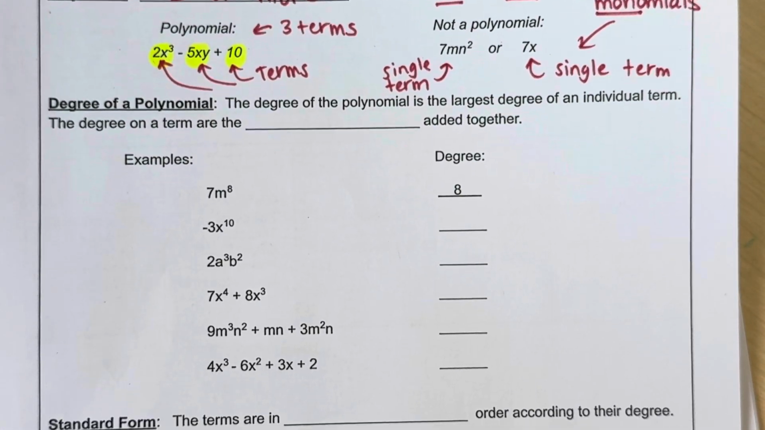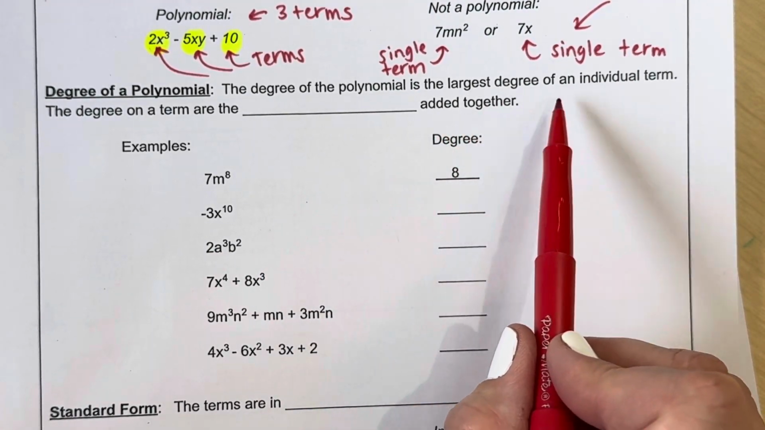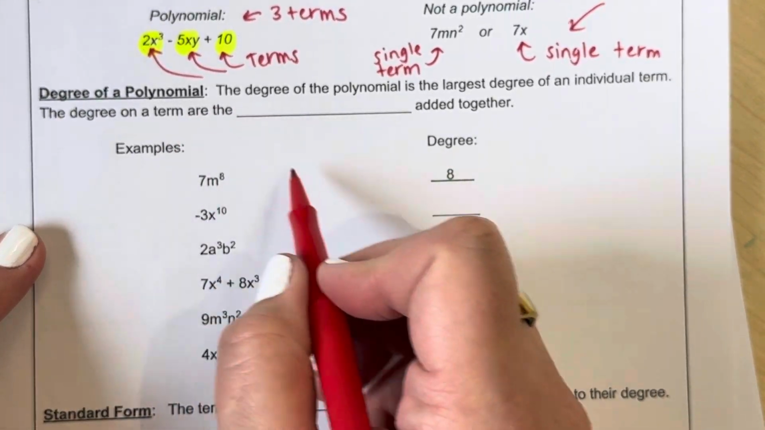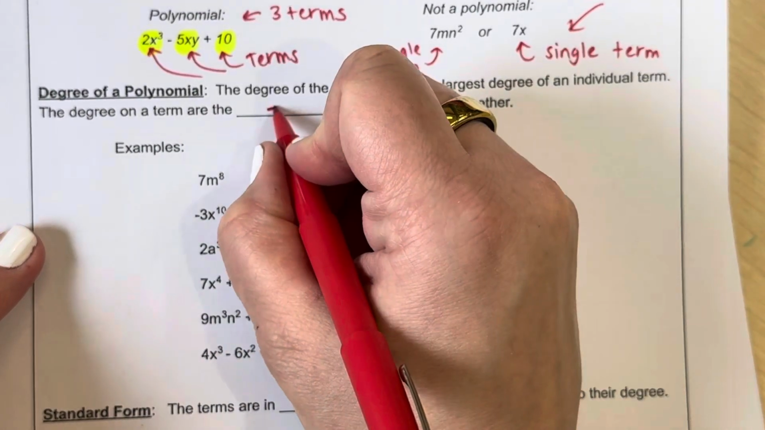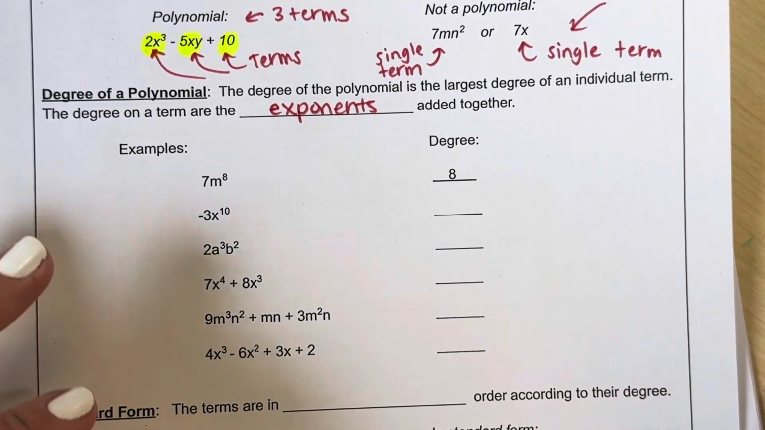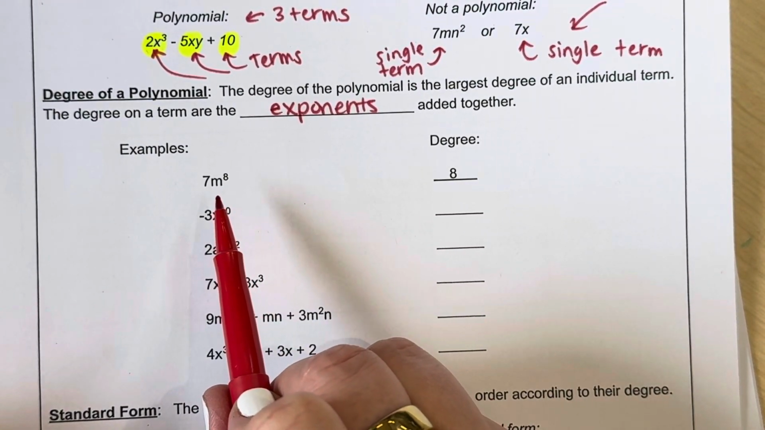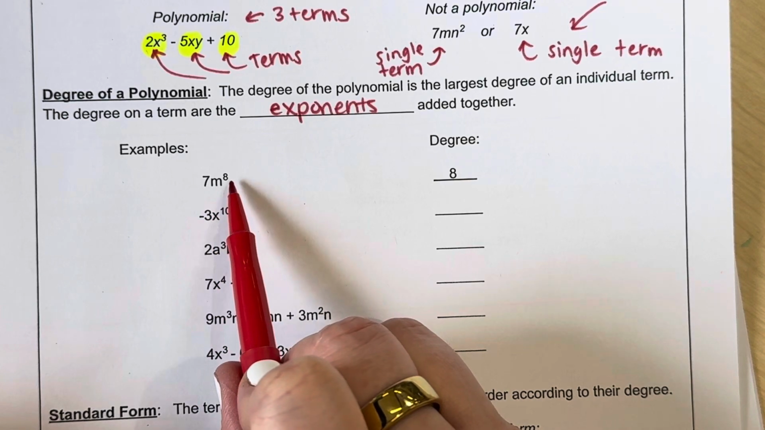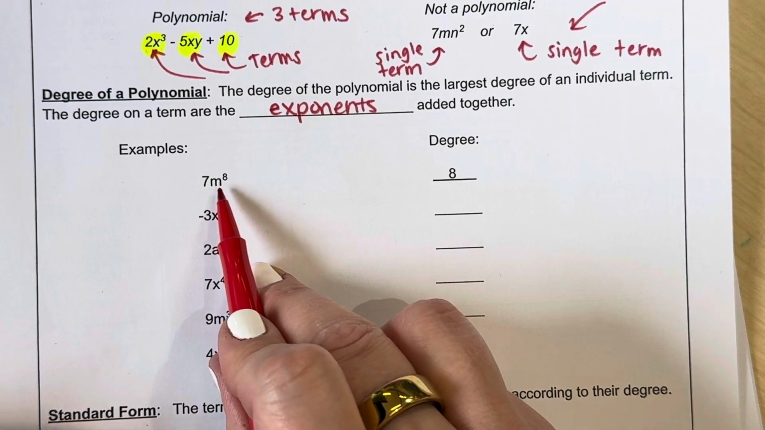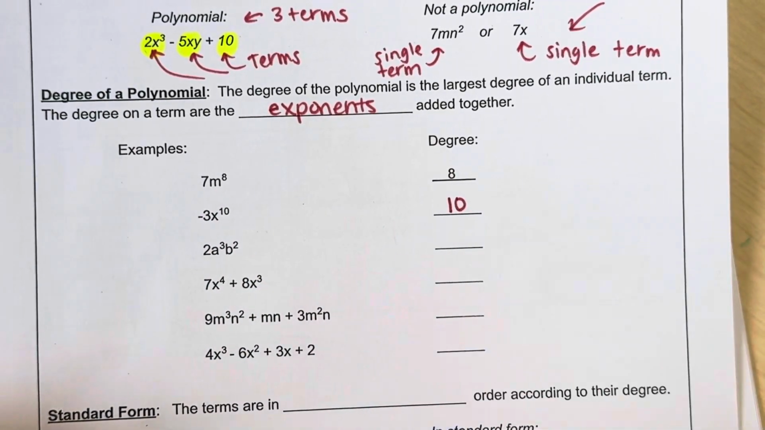Next, we want to be able to classify the degree of a polynomial. The degree of a polynomial is the largest degree of an individual term. The degree of a term, that's worded funny, is when the exponents are added together. First of all, we only care about the ones that are on a variable. So m is our variable and its exponent is 8. So the degree is 8, and we could say this is an 8th degree term. This x has an exponent of 10, so its degree is 10.